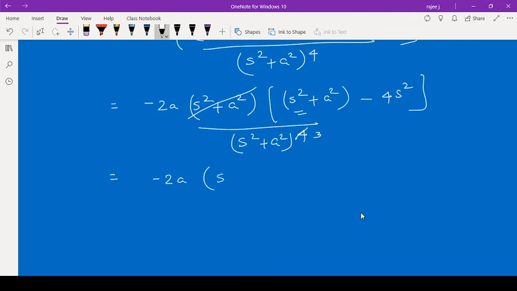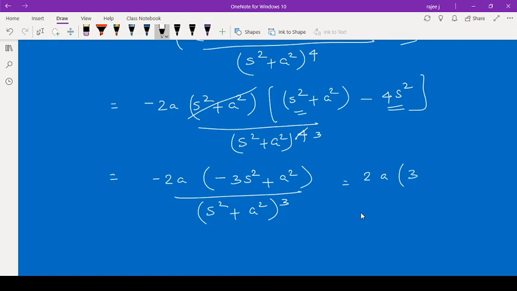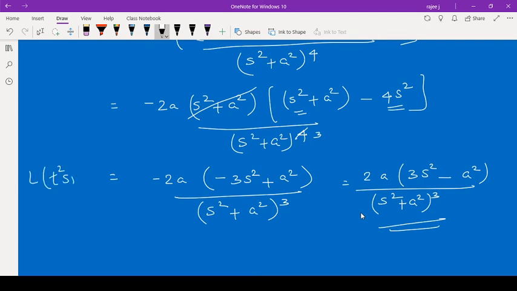Now see, s square minus 4s square, so s square minus 4s square will become minus 3s square plus a square divided by s square plus a square the whole raised to 3, or that's equal to, just take this minus sign inside, we don't want to keep this negative outside, so I'm taking it inside, so it is 2a into, what will get, 3s square minus a square upon s square plus a square the whole cube. So this is the Laplace transform of t square sine a t.